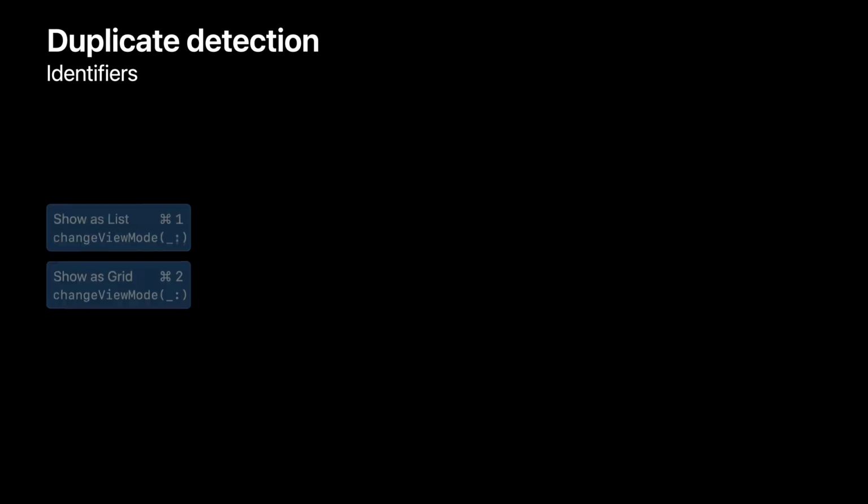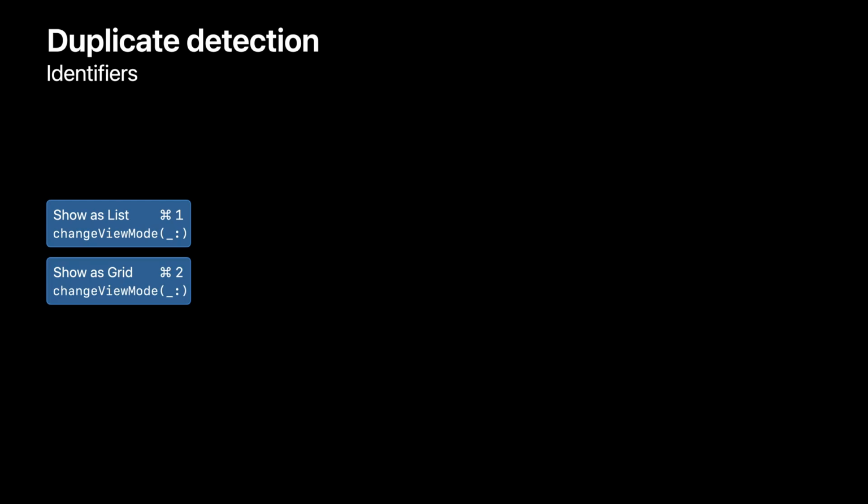Now, I keep mentioning identifiers. UIMenuBuilder will enforce that each element in the main menu system has a unique identifier, including individual commands. Suppose an app inserts key commands to display content either as a list or as a grid. Both commands share the same action, changeViewMode. In the main menu system, commands are implicitly identified by their actions, so both of these commands share the same identifier. UIMenuBuilder won't allow both commands to be inserted unless they have different identifiers.